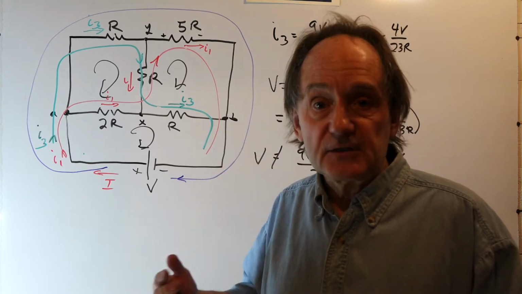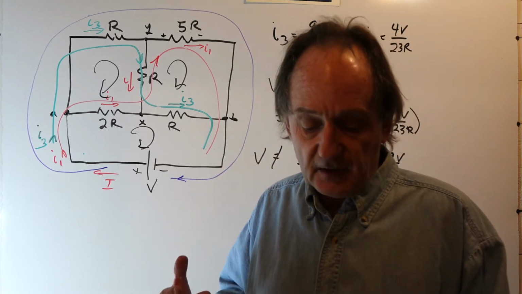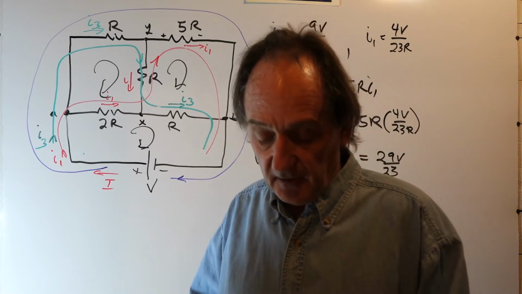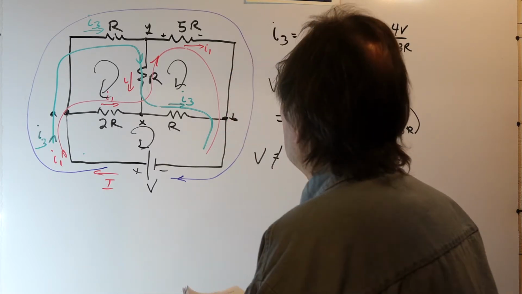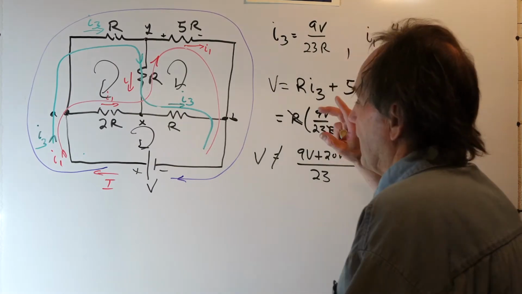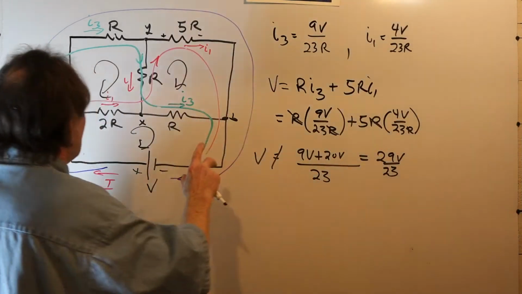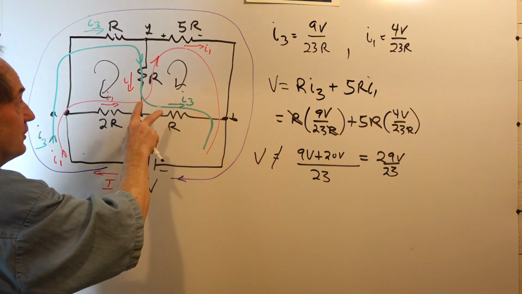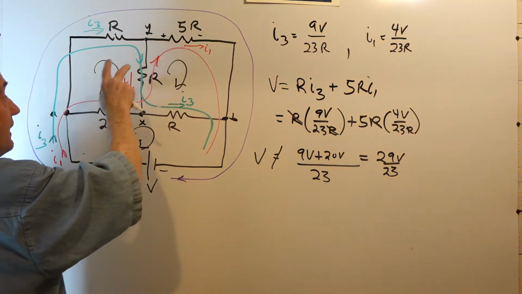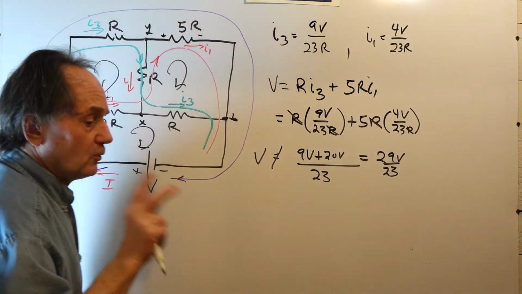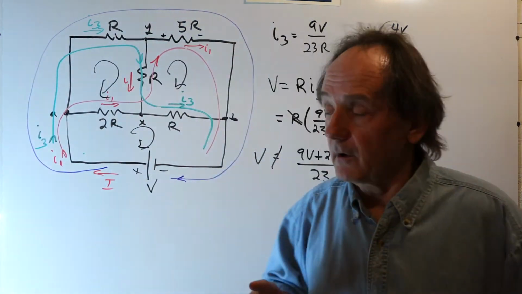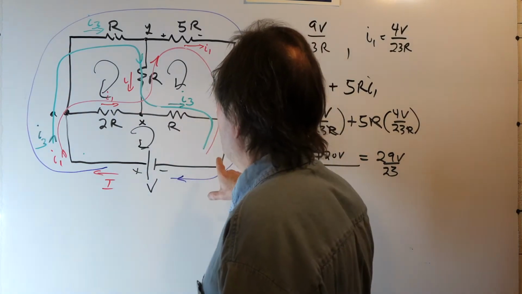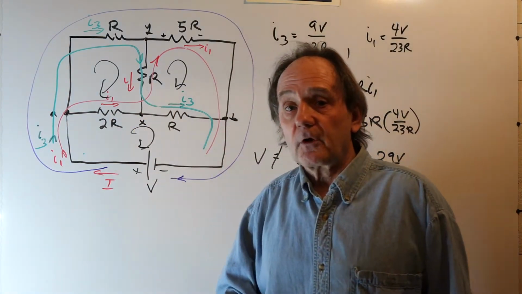And this kind of leads to a paradox. The paradox is resolved if you check Kirchhoff's voltage law in another loop. Now, this happens when you choose a number of loops for your analysis that's fewer than the number of independent loops that you have in the network. If I had chosen a third loop, then everything would have worked out.